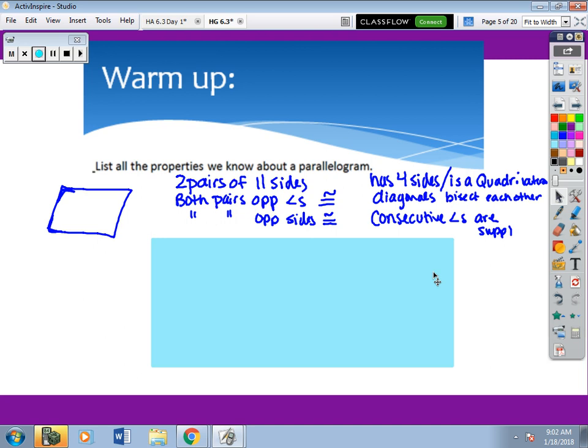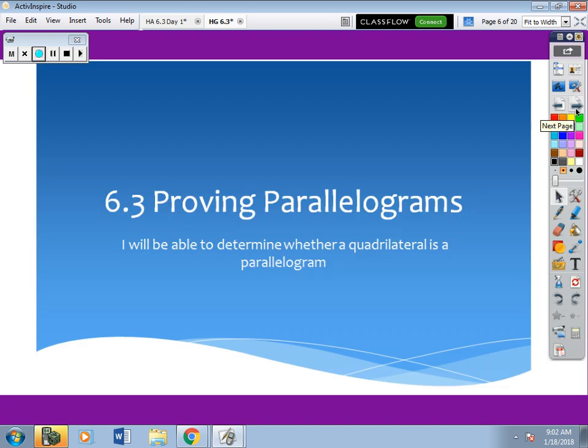Alright, so today you can see the title of the notes is Proving Parallelograms. So we will be able to prove if it is a parallelogram or not. You'll see a lot of questions like these on your next test. They're yes/no questions. Is it a parallelogram, yes or no? Say why. You'll be surprised how many of you will miss them.